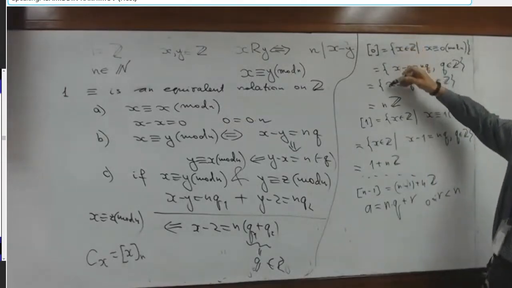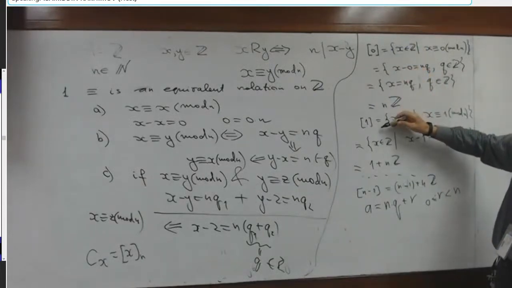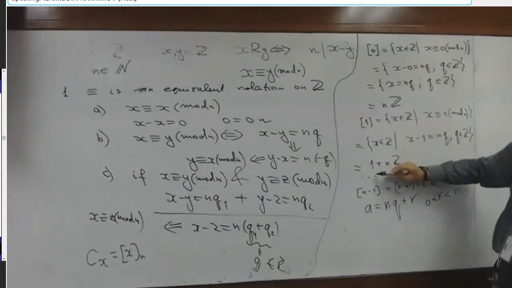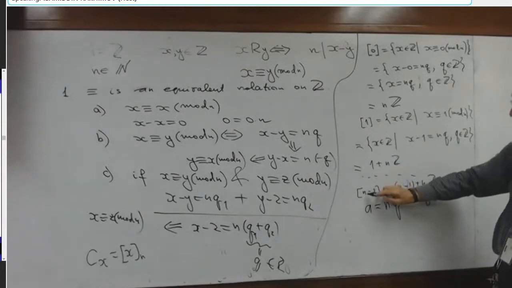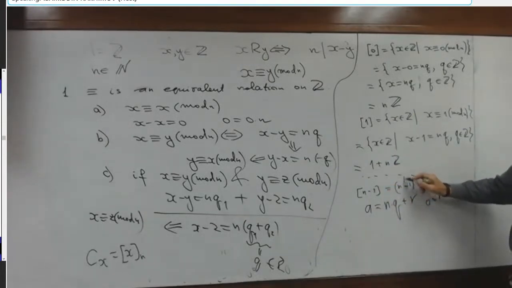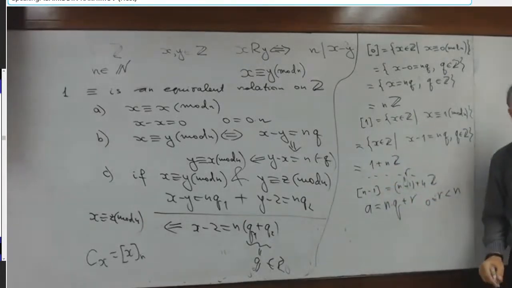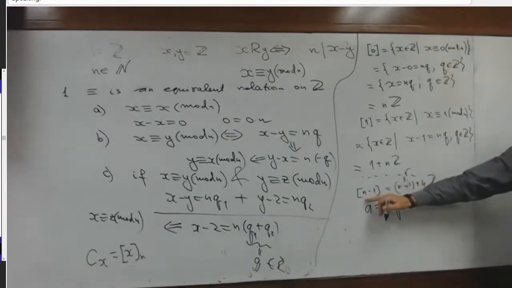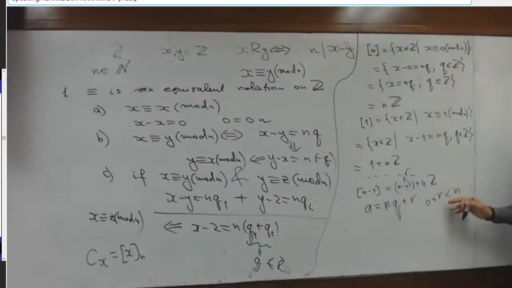In this case, R is 0. In this case, R is 1. Next case is R is 2, etc. Then the last case, this one is your R. Those numbers dividing by N give remainder R. So how about N?